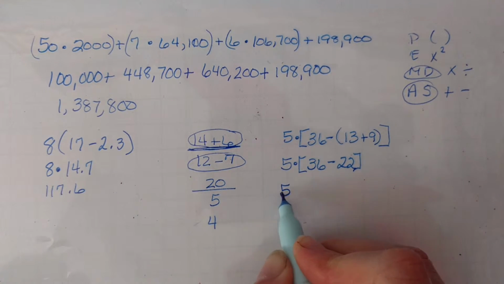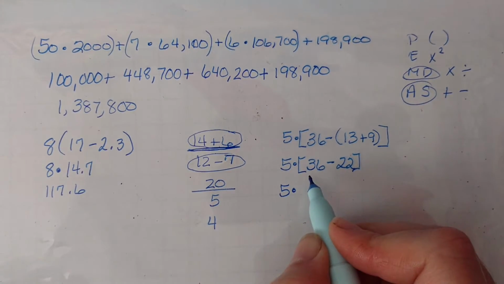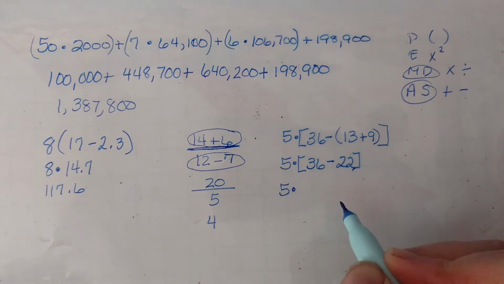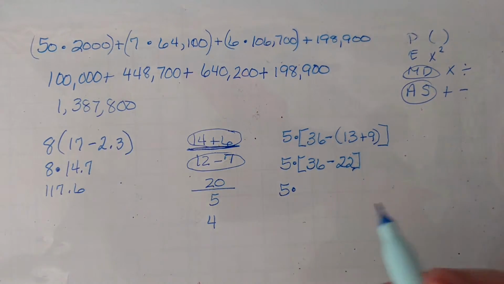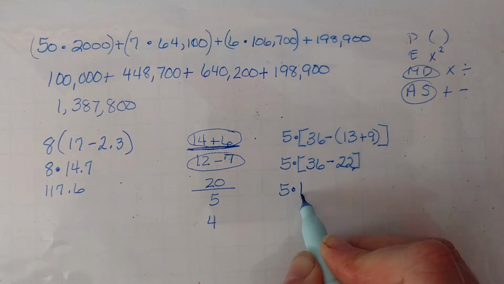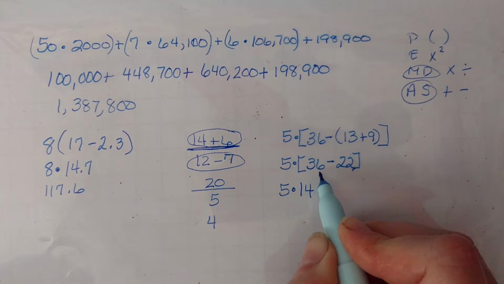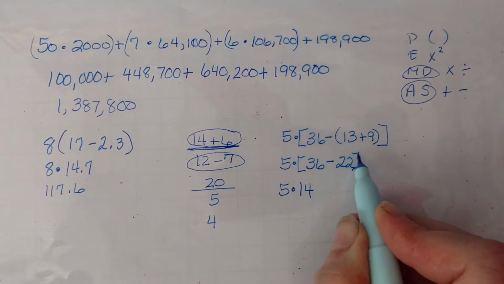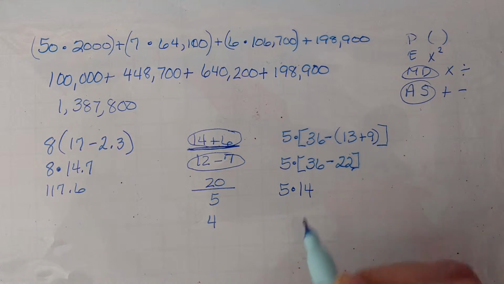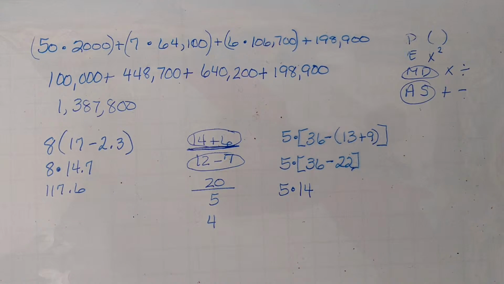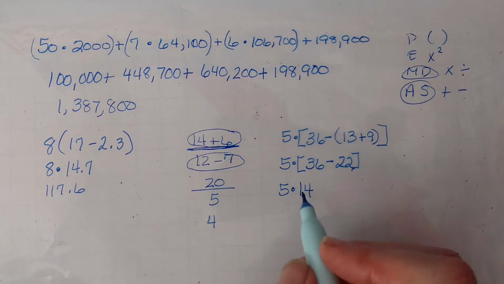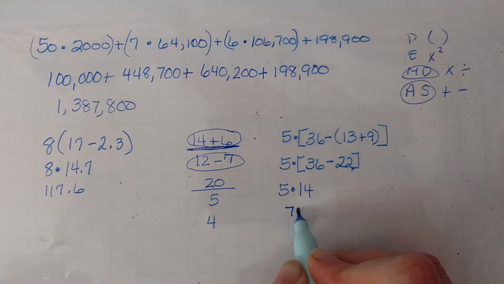So I'm going to keep my 5, I'm going to keep my times, and now instead of writing what's in the brackets here, we're going to do the math. 36 minus 22, and that's going to give me 14. Because I combined this 36 and this 22, I no longer need these brackets, so I'm dropping them, and now I have just the 14. And now I take 5 times 14, and that's going to give me a final answer of 70.